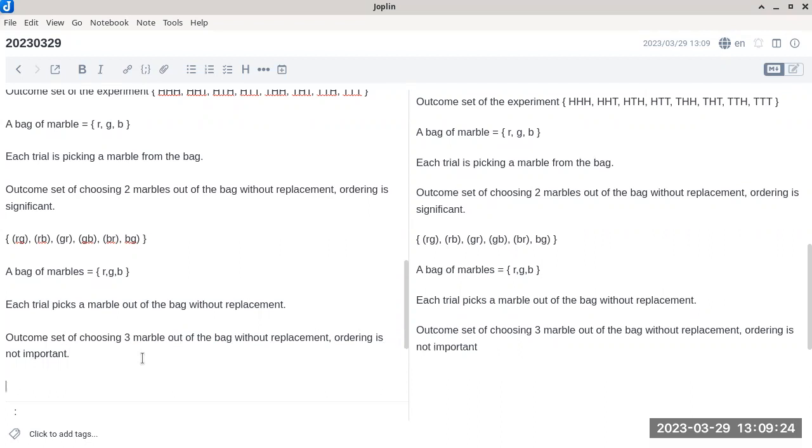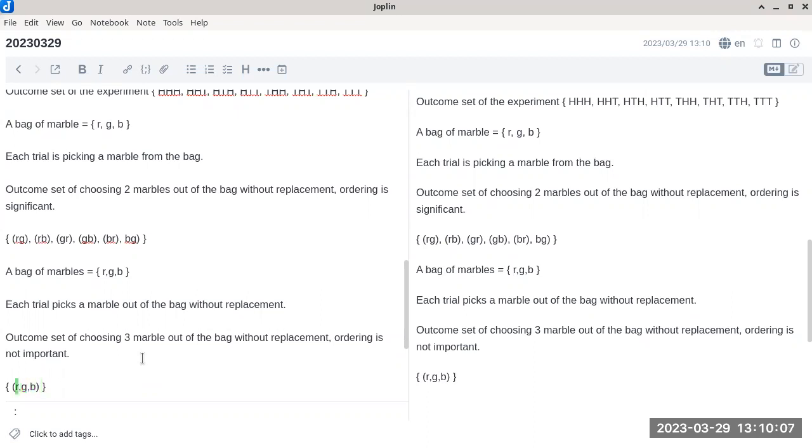So the question is, what do you think the outcome set should look like in this case? This is a trick question. I have 3 marbles in a bag. I'm taking 1 marble out of the bag for each trial. We have 3 trials. But this time, ordering is not important. The only thing I really care about is, did I choose that marble out of the bag? So what do you think the outcome set is going to look like this time? It's just red, green, and blue. But in this case, should I use a tuple approach, RGB in a tuple?